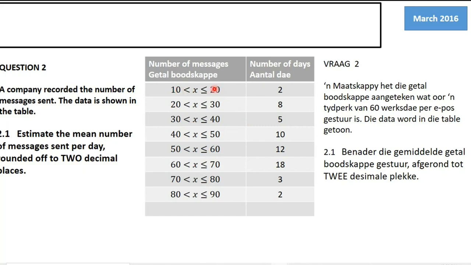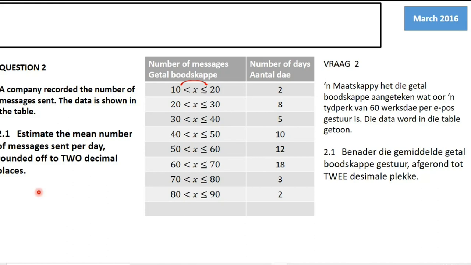So we're going to take the middle number from 10 to 20, and that representative we're going to multiply by 2. Then we're going to get the middle number from 20 to 30, and that number we're going to multiply by 8. I call it the representative because it's a group, you see? So from 30 to 40, who's exactly in the middle? And multiply that by 5. And then eventually we're going to divide. What are we going to divide by? Well, we'll have to add all these things and then divide. And then it's going to be rounded to 2 decimals.